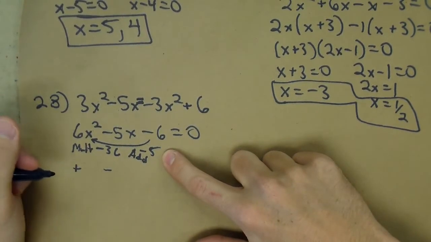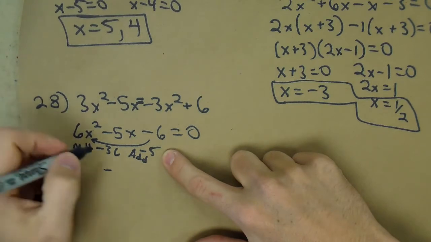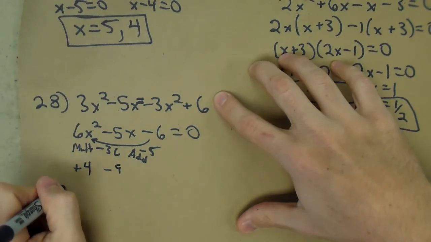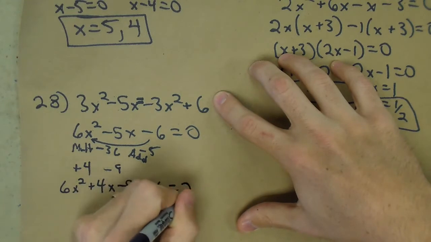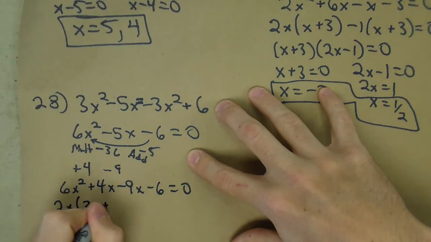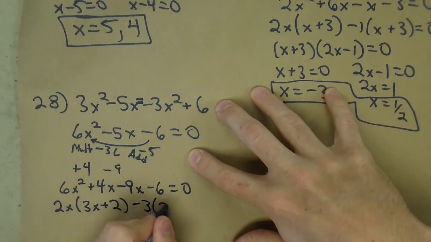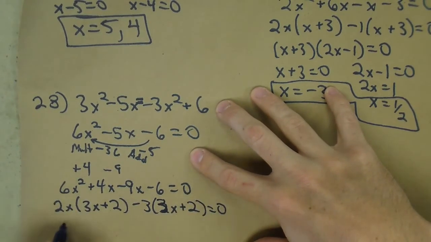If I look at 9 and 4, they give us 36. They are 5 units apart. So we're going to make it negative 9, positive 4. So that's going to be 6x squared plus 4x minus 9x minus 6. We're going to take a 2x out, we get 3x plus 2. Then take out a negative 3, which leaves us with 3x plus 2. 3x plus 2 is in common, and 2x minus 3 is left over.